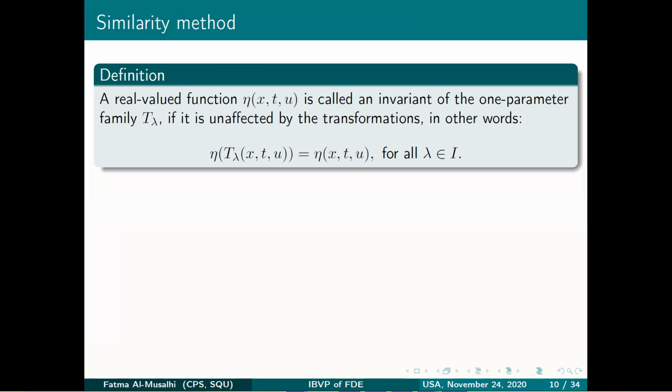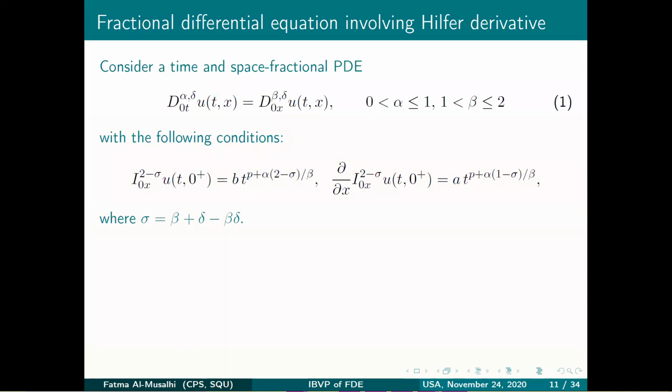And we need to recall that the new parameter eta is an invariant of the one-parameter family T lambda if it is unaffected by the transformation. Usually this eta we call the similarity variable. Our first problem is to consider the partial differential equation with Hilfer fractional derivatives in time and space. We consider Hilfer of type delta, and for time we consider the order alpha between 0 and 1, while for space we consider beta between 1 and 2, and we consider these conditions, and we'll see later why we need these conditions.